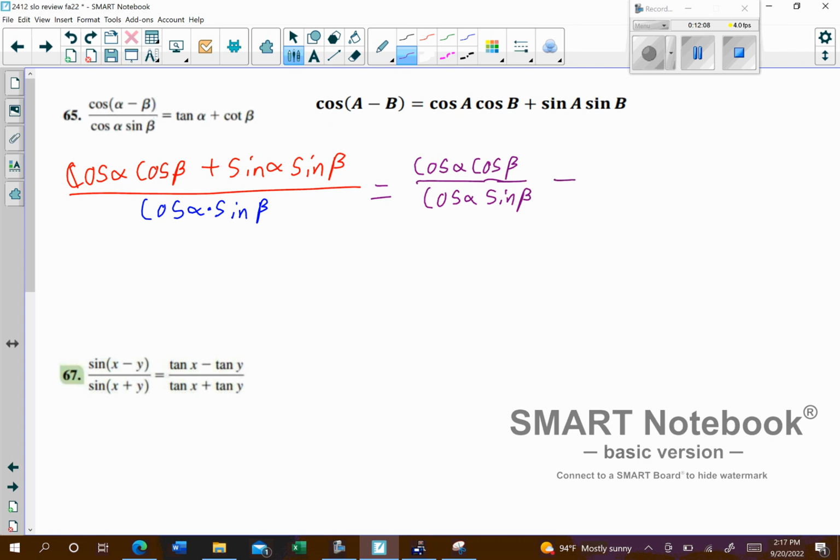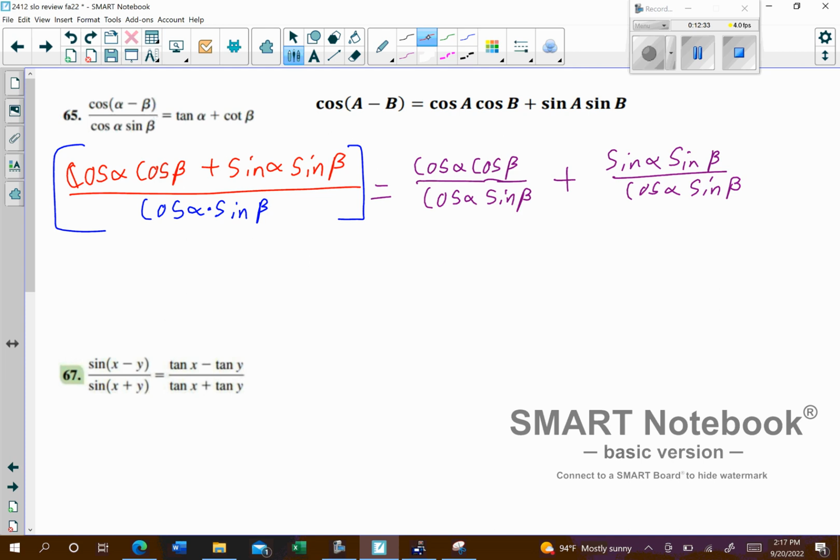And then plus, the other half, which is sine of alpha, sine of beta, divided by cosine of alpha, sine of beta. So all I did was split this apart. If I were to add this back together, I'd go right back to what I had over here. I don't want to do that, but hopefully you're seeing that these two are equivalent.